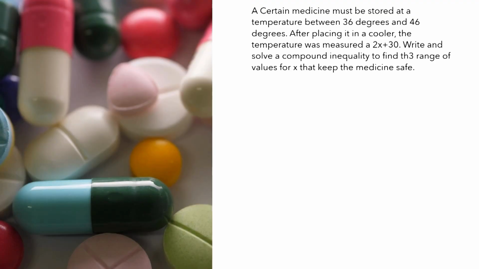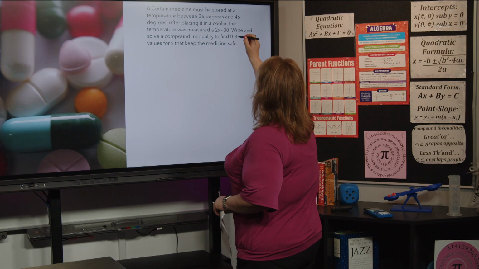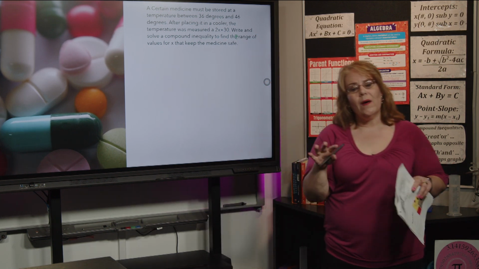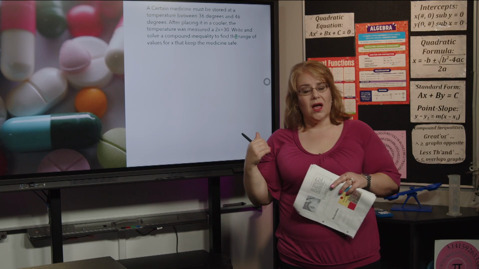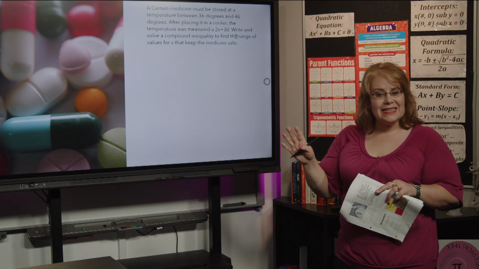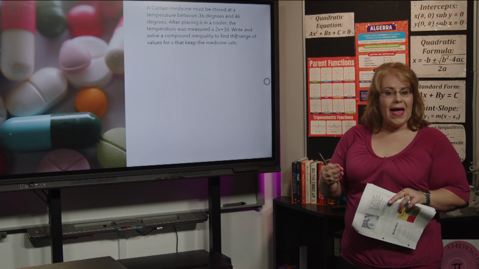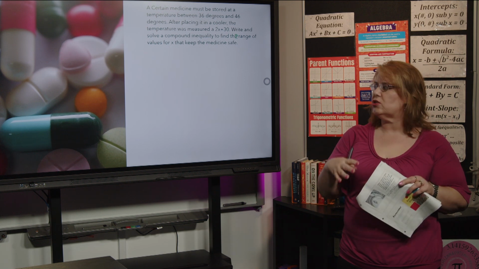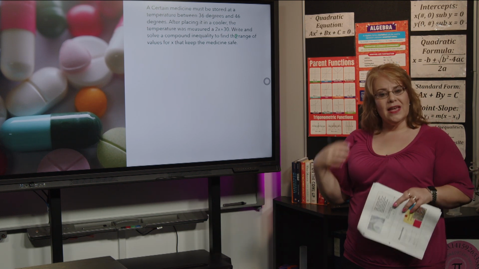Now, a certain medicine must be stored at a temperature between 36 degrees and 46 degrees. After placing it in a cooler, the temperature was measured at 2x plus 30. Write and solve a compound inequality to find the range of the value of x that keeps the medicine safe. So we're looking for the range. So go ahead and you and your table partner pause the video, work it, annotate it, write out all of your math, make sure that you're putting the notation, make sure that you're graphing, see what you can come up with, then come back to me and let's see what we got.